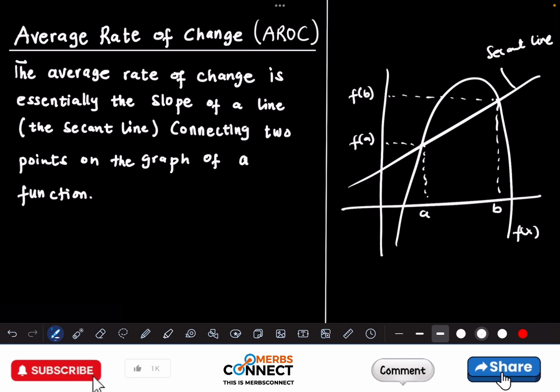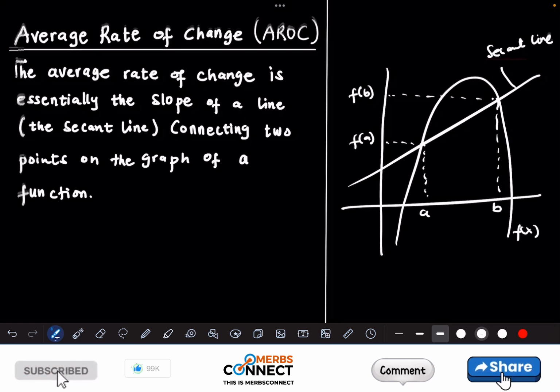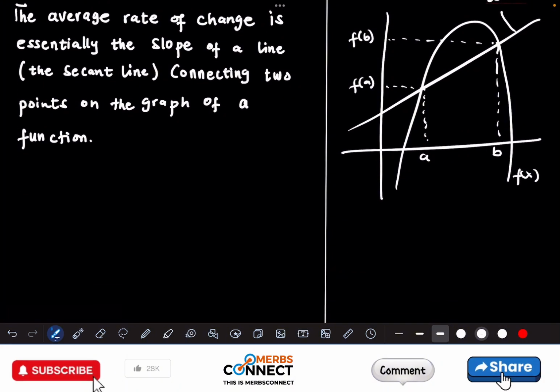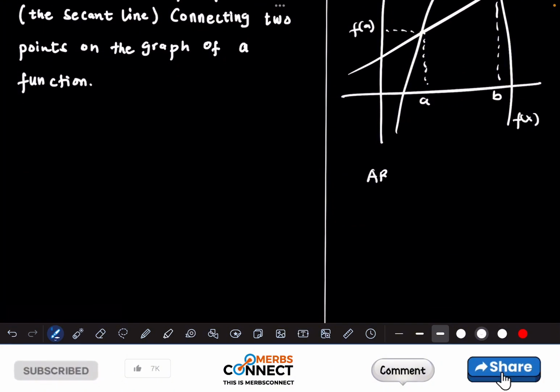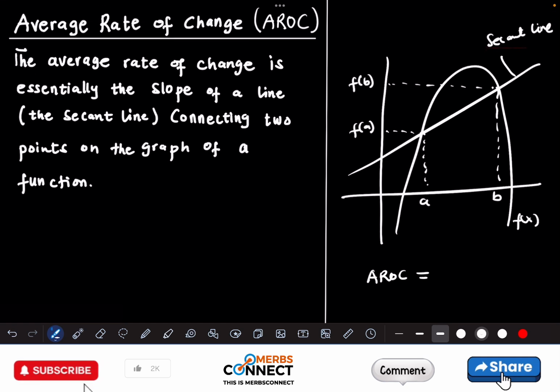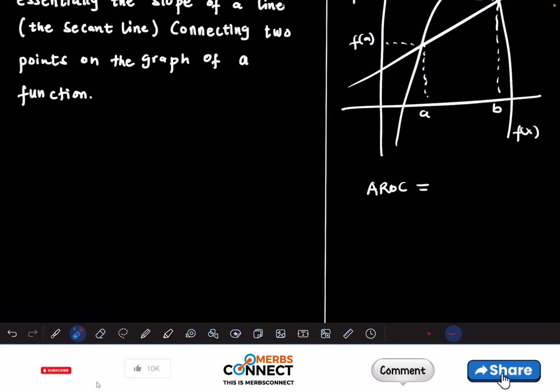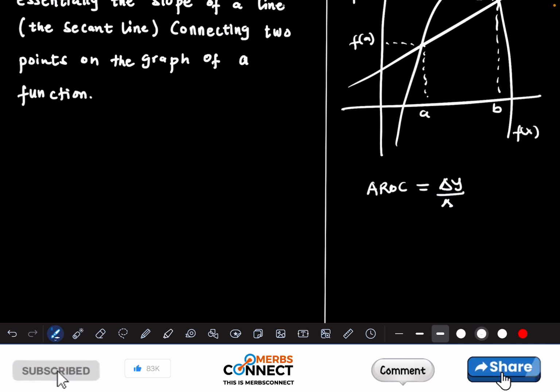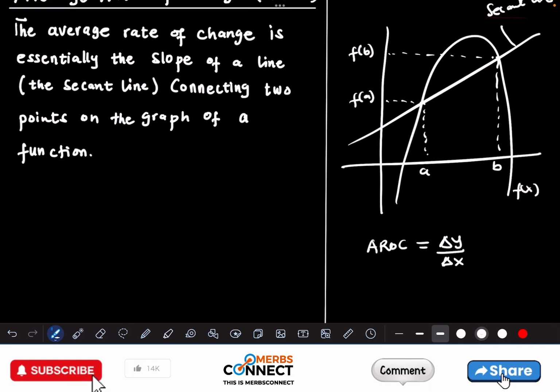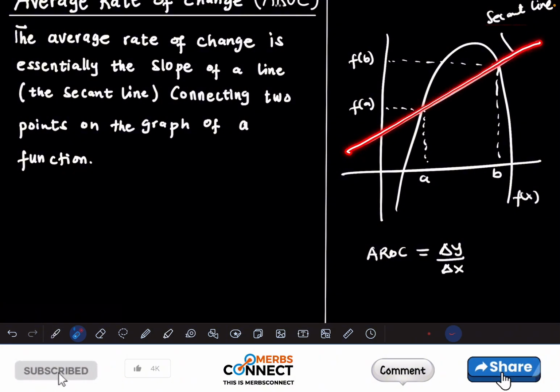The secant line, right? So now what will be the average rate of change? Now look at this, we said that the average rate of change is the slope of a line. Now how do you calculate the slope of a line? A slope of a line is just the change in y over what? The change in x, right? So we want to calculate the slope of this secant line right here. So we need to look at the change in y and we need to look at the change in what?